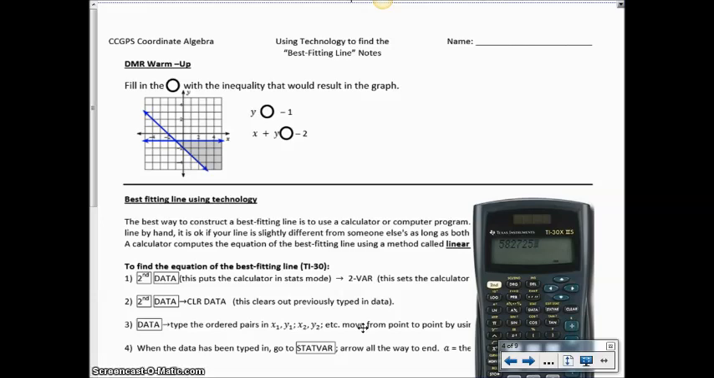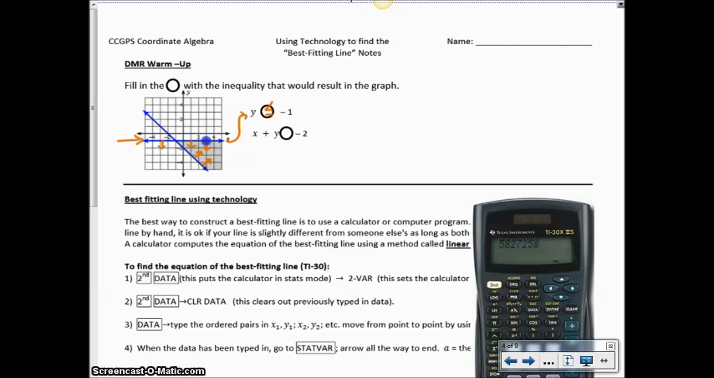So the warm-up says fill in the circle with the inequality that would result in the graph. So we know that this graph is shaded below and is definitely a solid line. And then the other line is shaded above. Okay, so that's one thing that we know. So the one that is going straight horizontal, this guy right here, that has to be the one that doesn't have an x in it, because it's not touching your x-axis at all. So this equation of this line must be that one, because it's at -1 on the y-axis. So since it's shaded below, then we're going to put a less than or equal to. And the equal to, of course, is because it's a solid line.